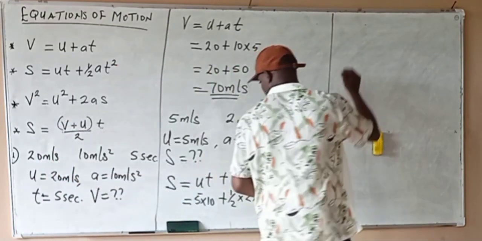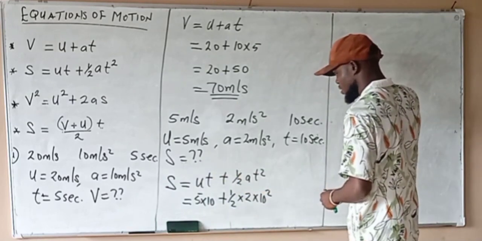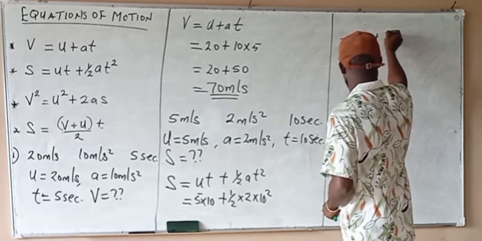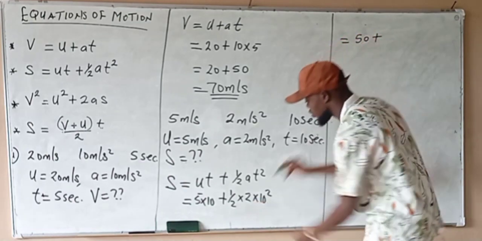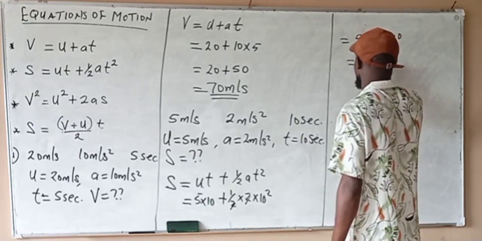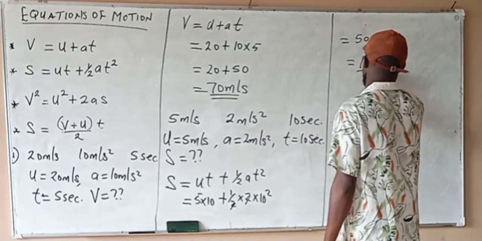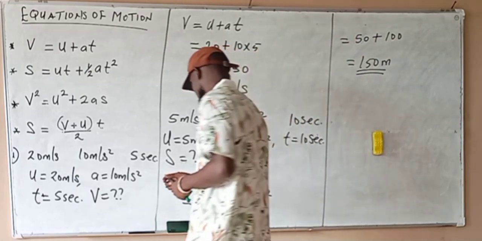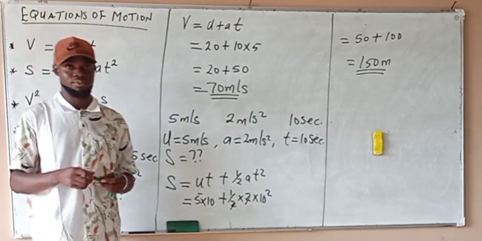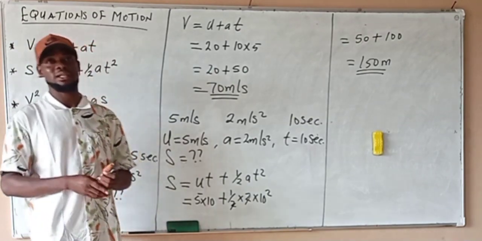If you do this very well, you are going to have 50 plus, the half and the 2 will cancel, and 10 squared will be 100. That will be 150 meters. That is the distance moved by that body.